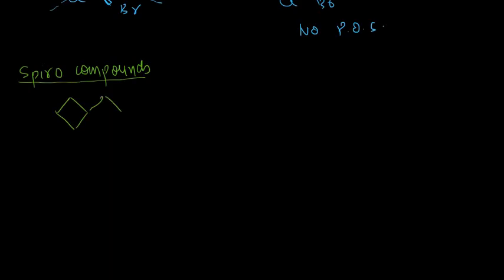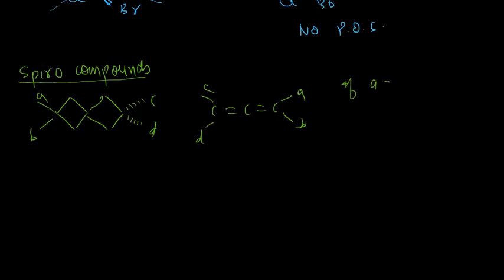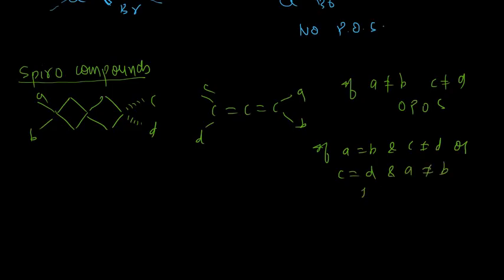Spiro compounds, we do have this C, D, A and B. This is similar to the molecules A, B, C and D. If A not equals to B, C not equals to D, then it is 0 POS. If A equals to B and C not equals to D, or C equals to D and A not equals to B, then it is 1 POS. If A equals to B and C equals to D, then it is 2 POS, right?